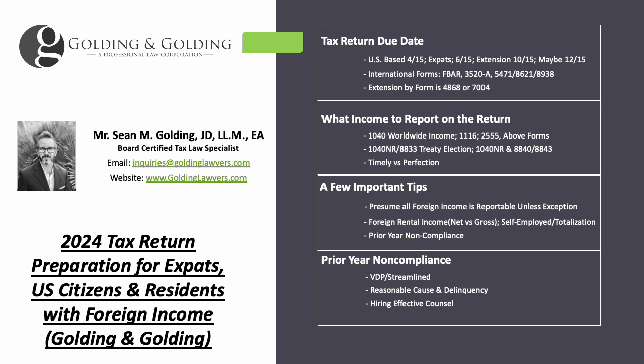A few important tips when it comes to filing. The U.S. uses a worldwide income tax model. So what that means is your presumption should be all of your income is taxable, U.S. and foreign sourced. And then if an exception, an exclusion, a limitation, or a treaty election applies, great. You may not have to pay tax on that, or you may not have to include that as income, or you include it and then exclude it, like certain Social Security and treaties. Oftentimes you'll include the income, and then on the next line you'll exclude it based on articles in the treaty, normally somewhere between 17 and 22.